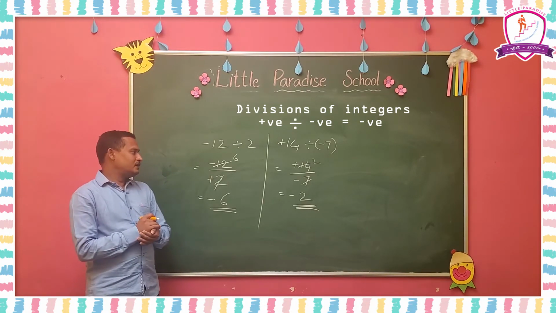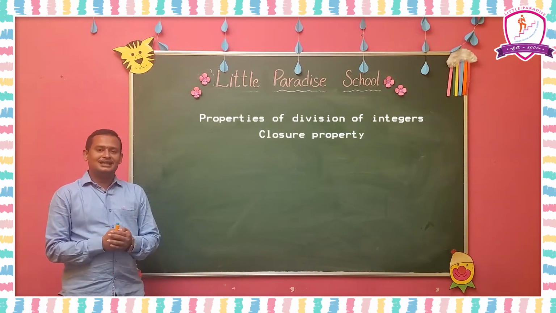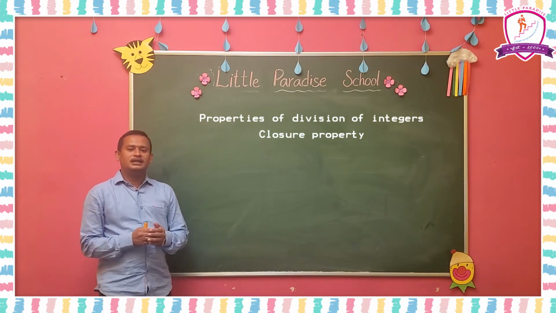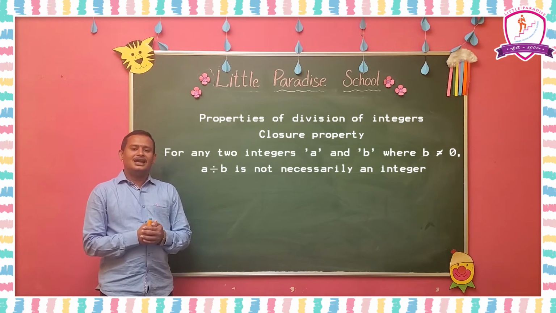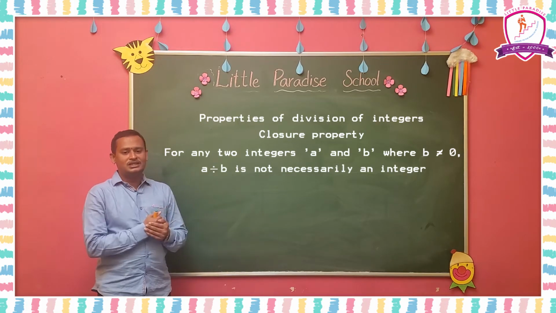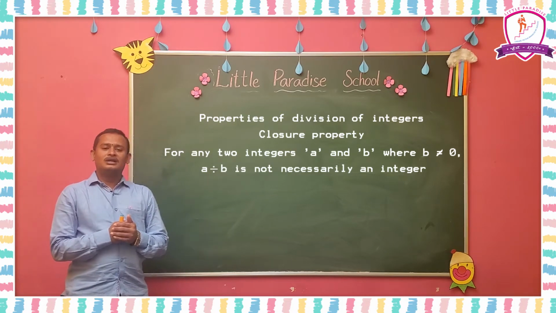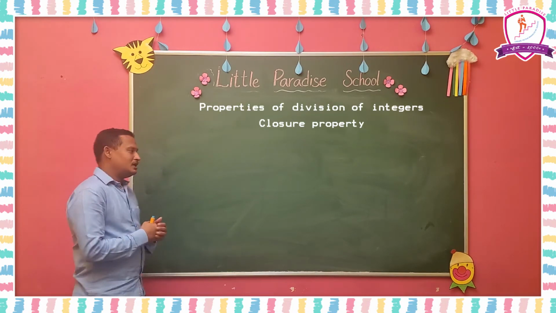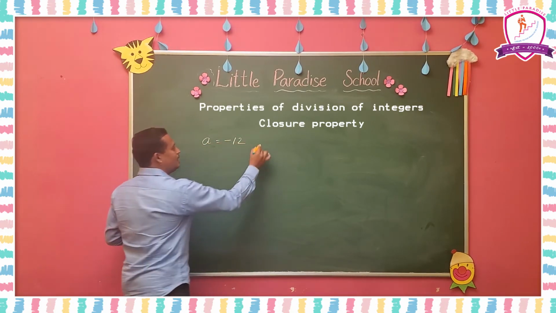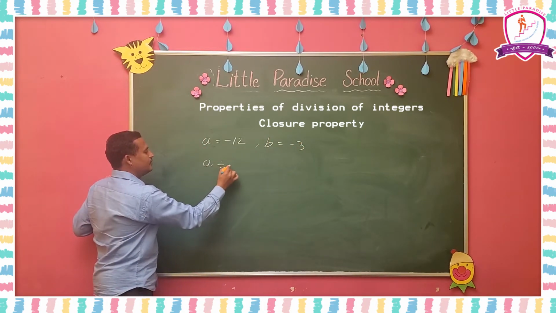Now we are going to enter into the properties of division of integers. The first one is the closure property. In the closure property, let us discuss using A and B. For any two integers A and B, where B is not equal to 0, A divided by B is not necessarily an integer. We can observe this with an example, A is equal to minus 12 and B is equal to minus 3. I am going to take A divided by B.